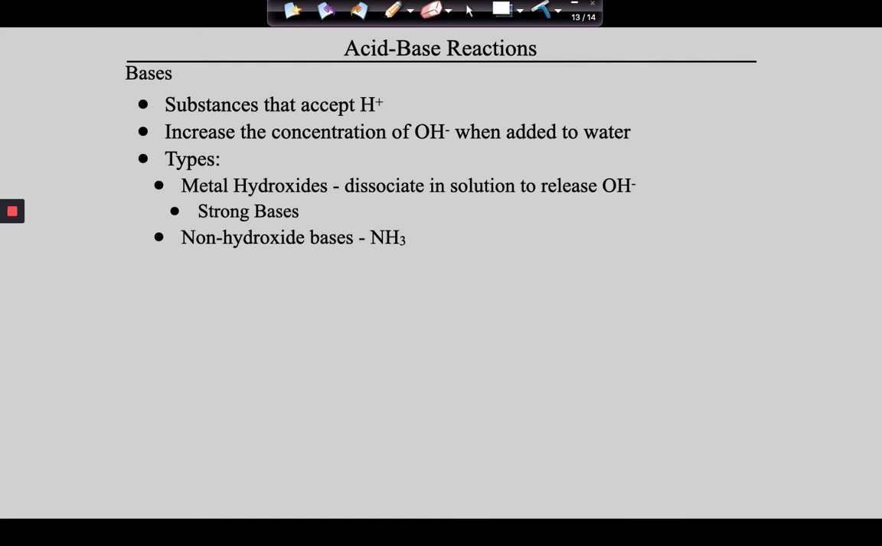But then guys, these are the strong bases. Then we've got another type of base. These are what are called the non-hydroxide bases. The only one that you need to know right now is ammonia. So guys, here's what I want you to do. Complete that balanced equation. What are the products?